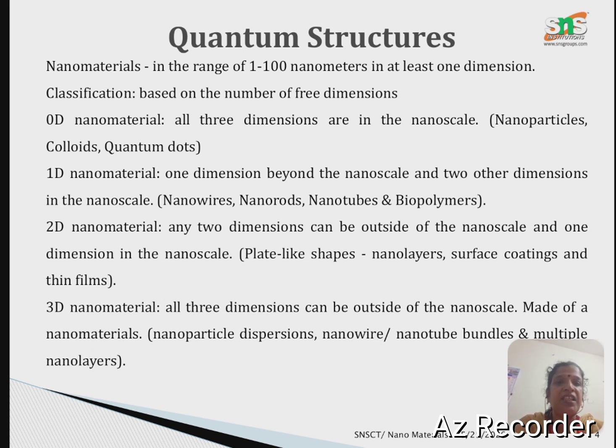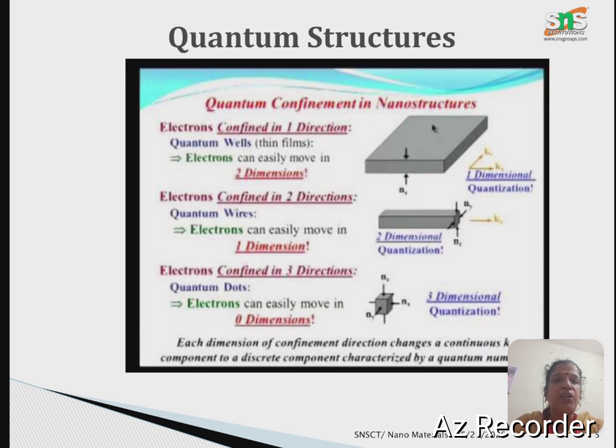Finally, we can see the 3D nanomaterial. Here all the 3 dimensions can be outside of the nanoscale, made of nanoscale materials. For example, nanoparticle dispersion, nanowire bundles, and multiple nanolayers. So these are the quantum structures. This picture also shows the same thing.